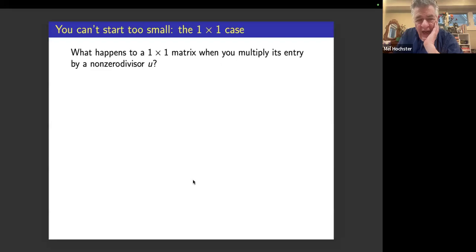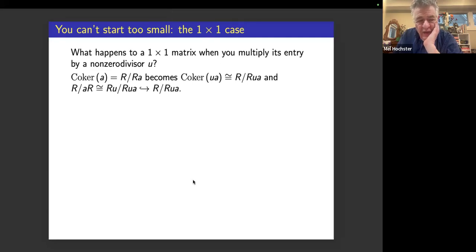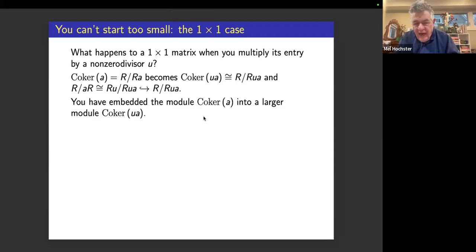So what happens to a one by one matrix when you multiply its entry by a non-zero divisor? If you're thinking about the co-kernel of the matrix A, I'm not assuming anything about A. It becomes the co-kernel of U times A, or R mod R times UA. And R mod AR is isomorphic to RU mod RUA because RU is still a free module on one generator. And that embeds into R mod RUA.